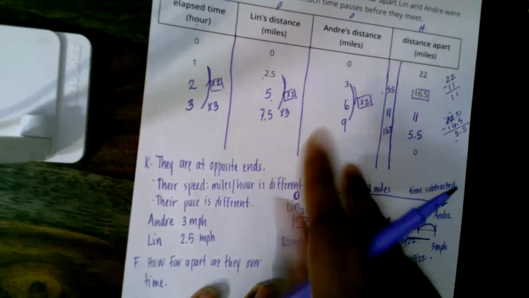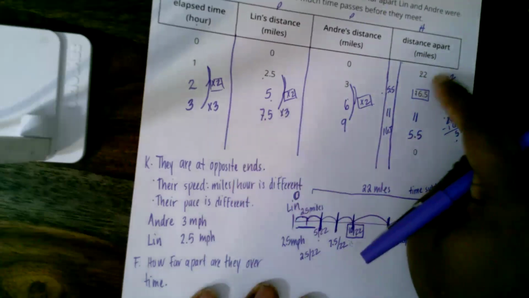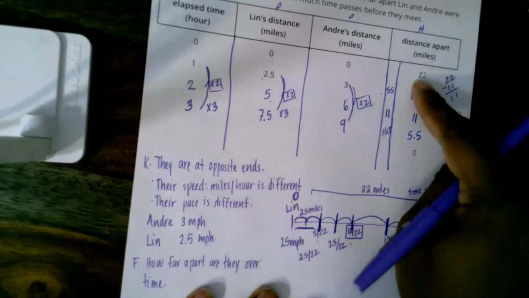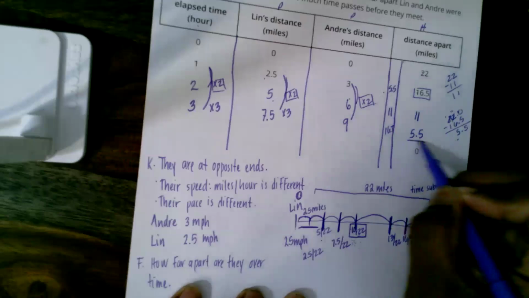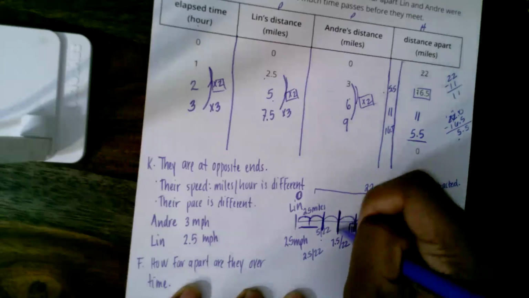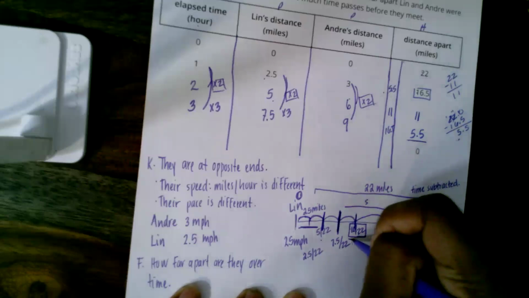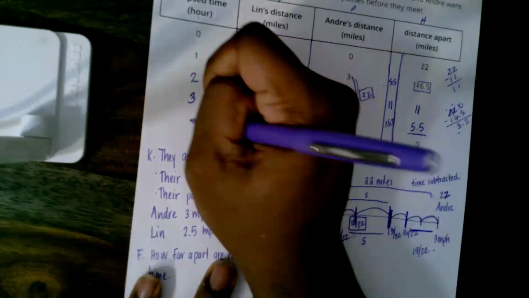This is the total distance that they went, and you have to subtract that from the distance. Well, this is the distance that they each went, and you have to subtract that from the total distance. So now they are 5.5 miles apart. This person is here. This person is here. You understand? Now let's look at hour 4.